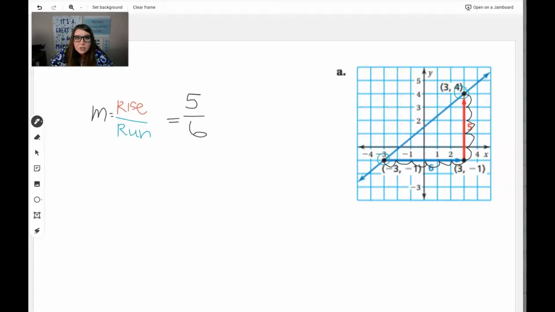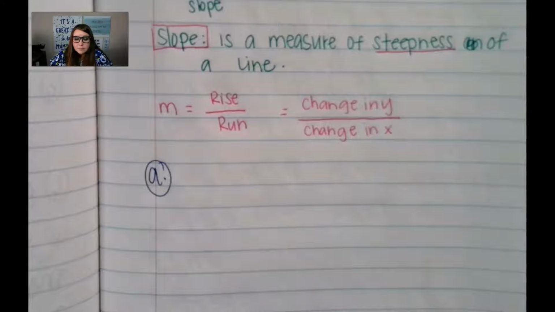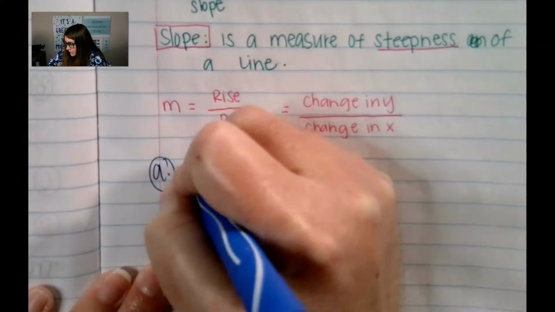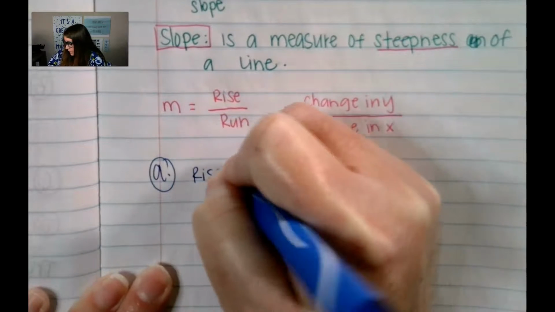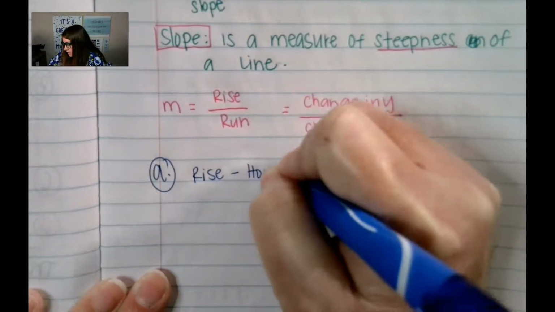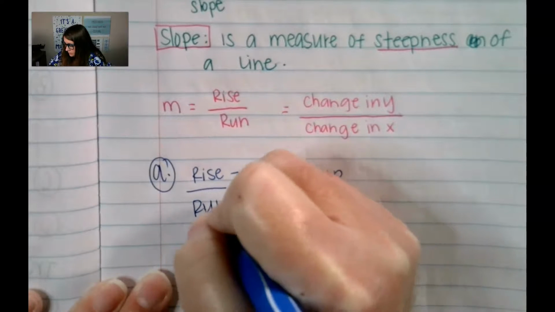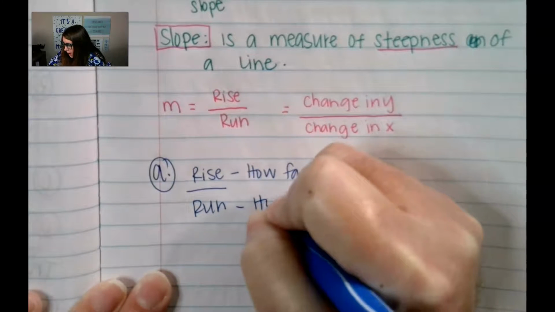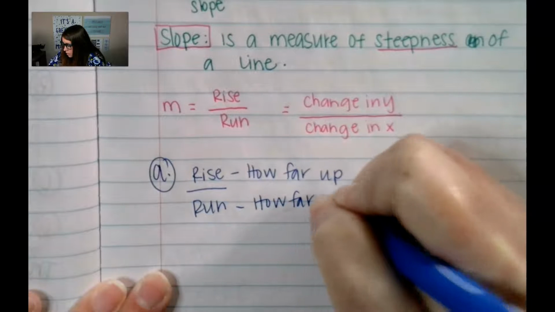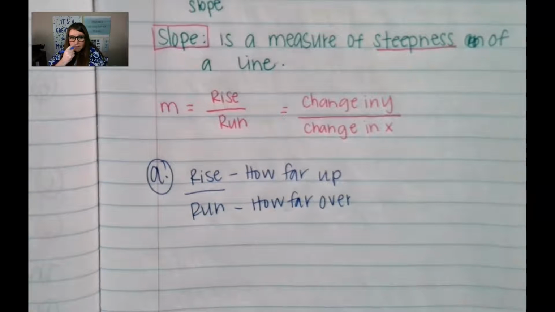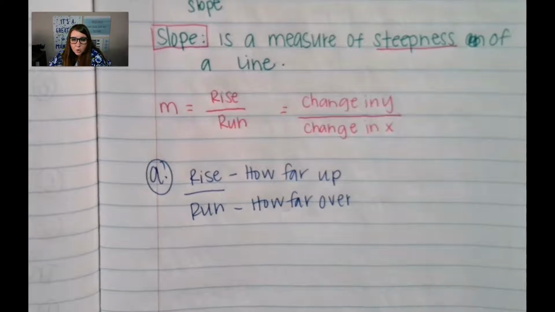Okay, so let's go back to our other screen, and then we can look at how to write this in our notes. Okay, so we have the rise is how far up, and the run is how far over. Okay, so how far up and how far over.